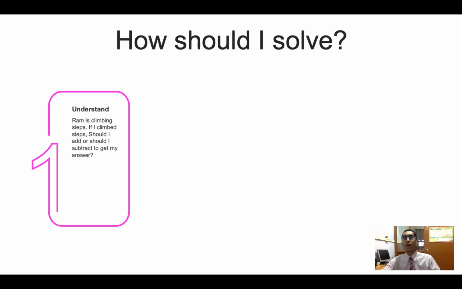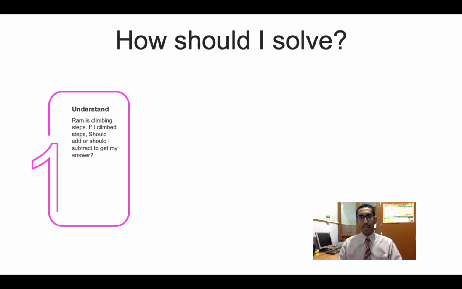Okay, let me see how do I get 2 steps. So what I'm going to do is, from the third step, I'm going to deduct the first step. 3 minus 1 is going to give me 2. Okay, that is the number of steps I have climbed. After doing the first bit, we are going to understand what comes next.